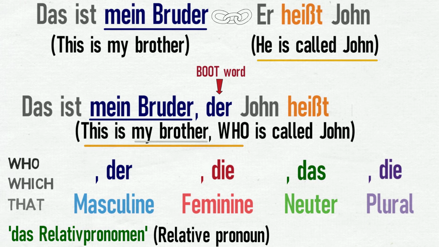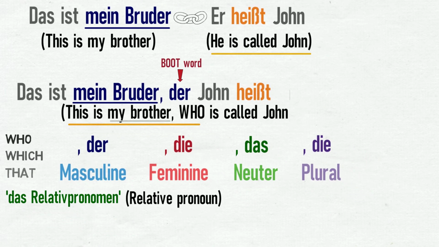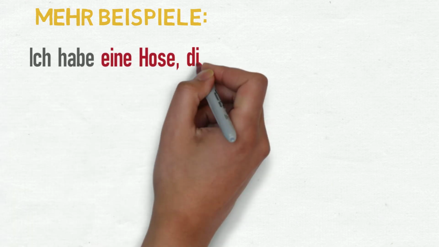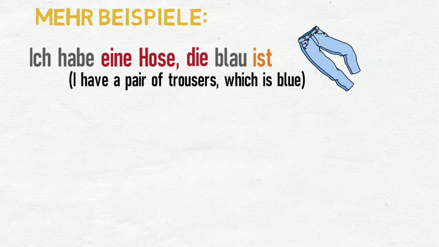If I wanted to give 2 bits of information about my brother using 2 different verbs, I would boot both verbs to the end of their respective clauses. For example, this is my brother, who is called John and is 12 years old. Das ist mein Bruder, der John heißt und 12 Jahre alt ist. Let's take a look at some other examples in other genders. Ich habe eine Hose, die blau ist. I have a pair of trousers, which is blue. We use die here because eine Hose, a pair of trousers, is feminine.